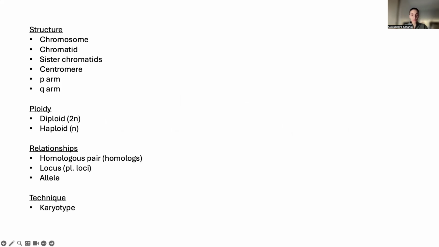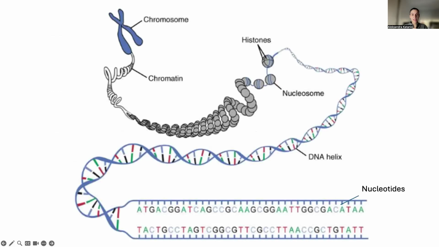It's worth mentioning there are a few more techniques such as FISH and chromosomal microarray, but for the purpose of this video, I chose to just include karyotype to keep it central to chromosome structure. So let's start with the packaging of DNA.